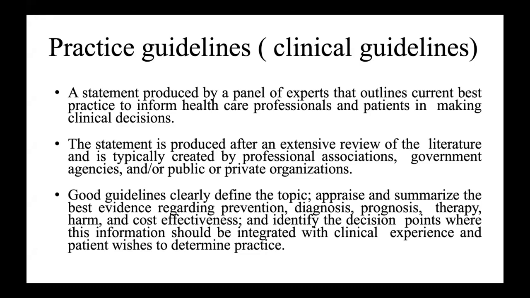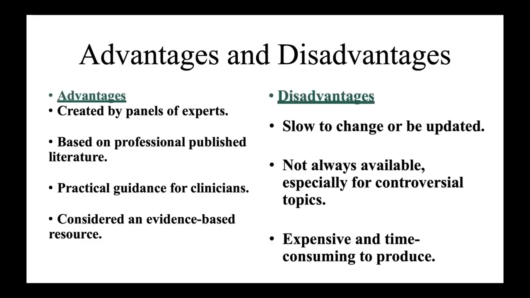A good guideline clearly defines the topic. Topic is very important to select. Appraise and summarize the best evidence regarding prevention, diagnosis, prognosis, therapy, harm, cost, anything you want to do in your systematic review and analysis. So what are the advantages of this? This is secondary, no doubt it is secondary research, but there is the advantage that it is created by a panel of experts. Even for a single person it is very difficult to do, based on the professionally published literature already.